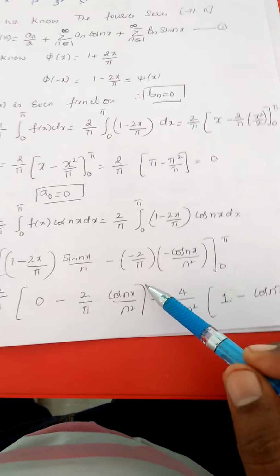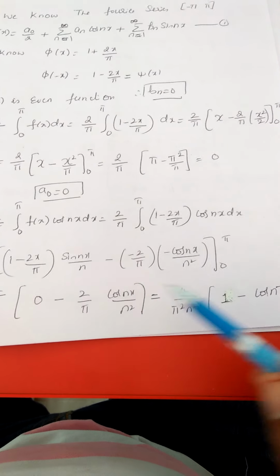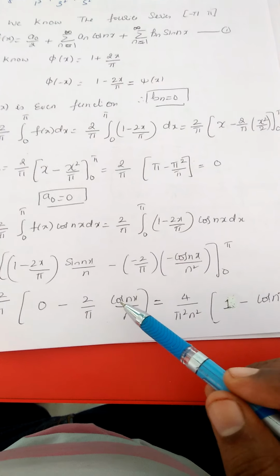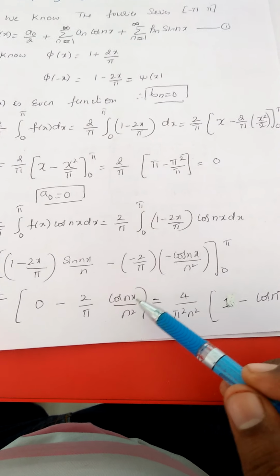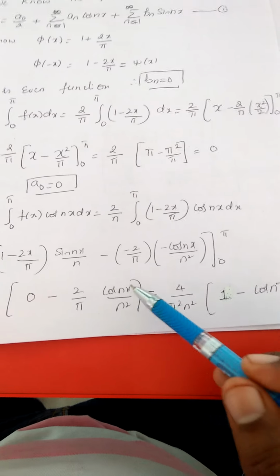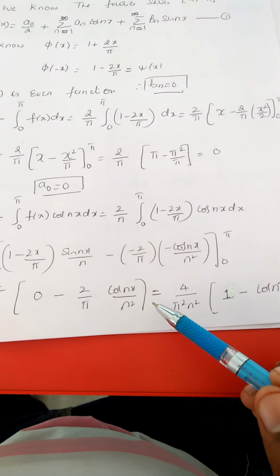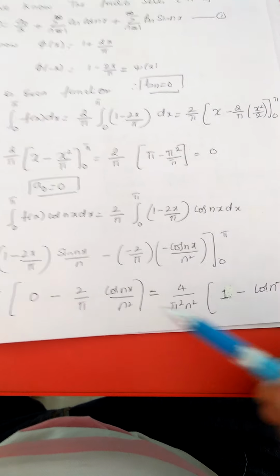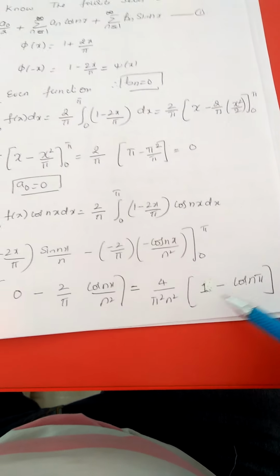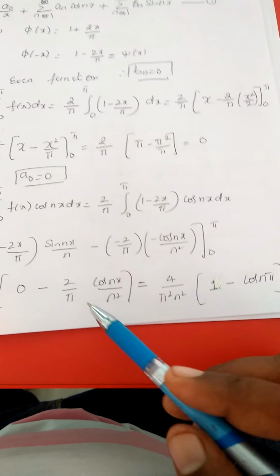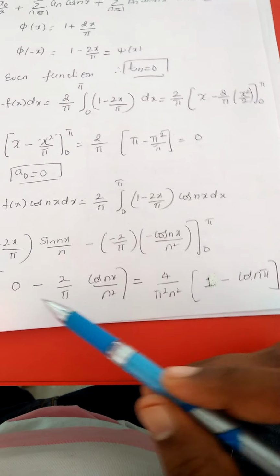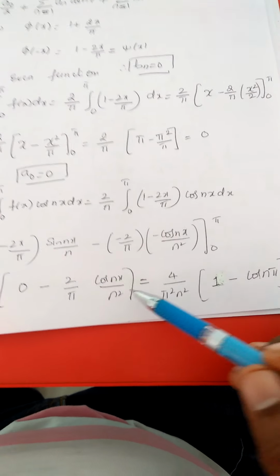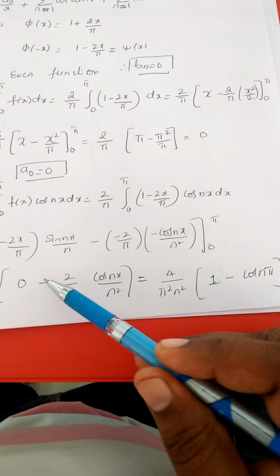Now, substitute the limits. For the upper limit pi, it becomes cos n pi by n square, and for the lower limit, minus into minus is plus, 2 by pi cos 0 by n square, and cos 0 is 1. So this is the value of an.